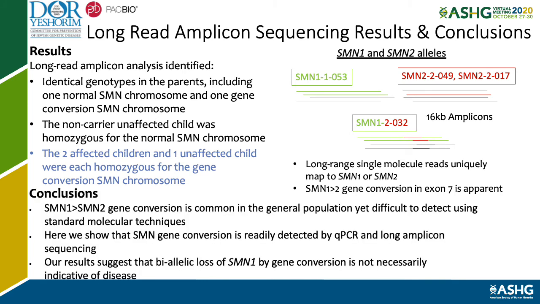And essentially what we're showing here is that although SMN1 to SMN2 gene conversion is common in the general population, it's quite difficult to detect using standard molecular techniques, unlike here. And here we show that the SMN gene conversion is readily detected by qPCR and long amplicon sequencing. Our results suggest that bi-allelic loss of SMN1 by gene conversion is not necessarily indicative of disease.